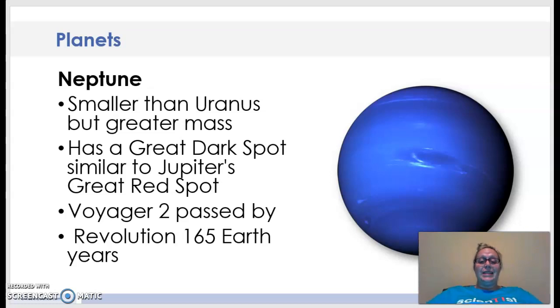Neptune. Neptune is actually smaller than Uranus, but it has a greater mass. It also has a dark spot, the Great Dark Spot, and it is similar to Jupiter's Great Red Spot. They think the dark spot is also a storm, just like it is on Jupiter. Voyager 2 has also passed by and taken pictures of Neptune as well. And its revolution around the sun takes 165 Earth years.